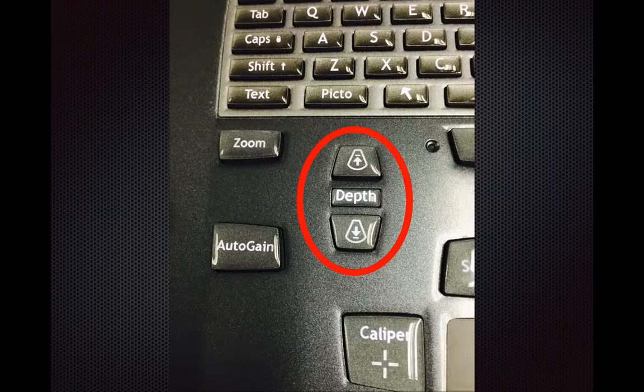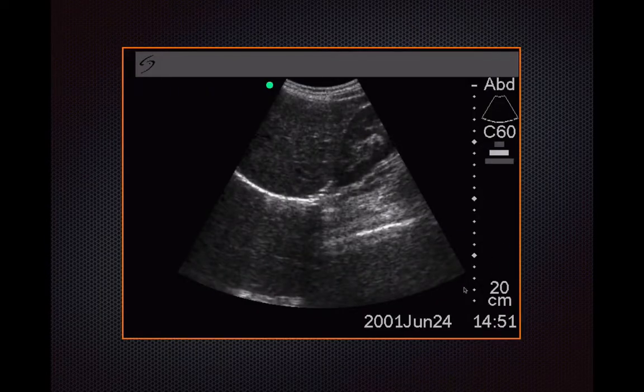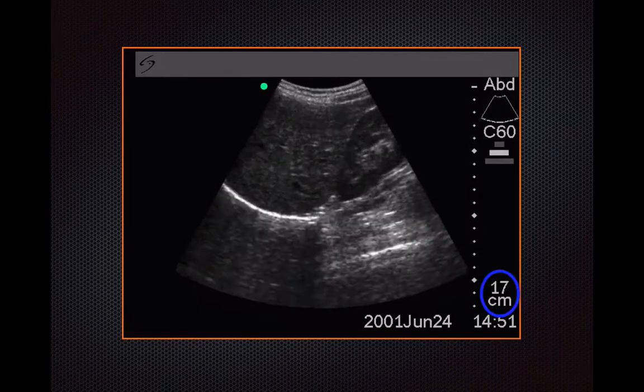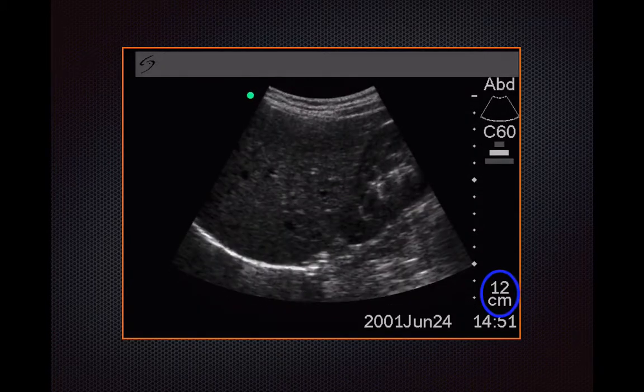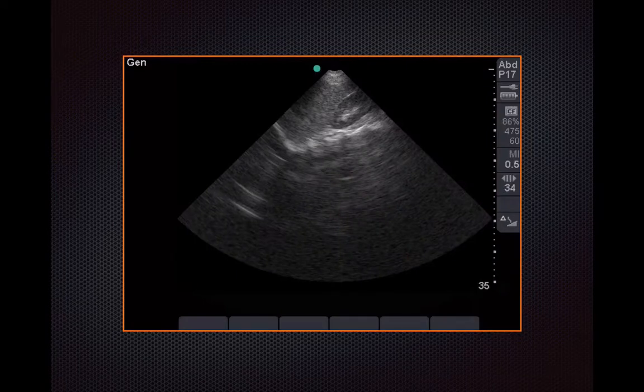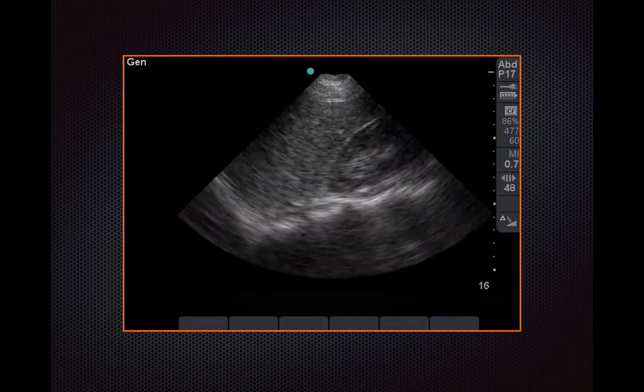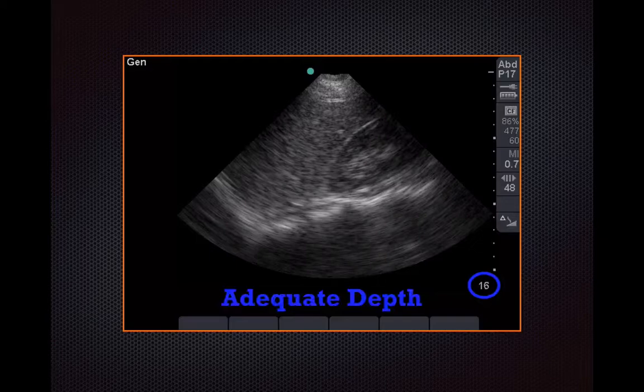You can control the depth of your image. If you look here on the right lower corner, you have depth in centimeters, 20 centimeters. That's probably too deep, so you can just regulate the depth and make it adequate. That's obviously really too deep. 35 too deep. That's 16 adequate.